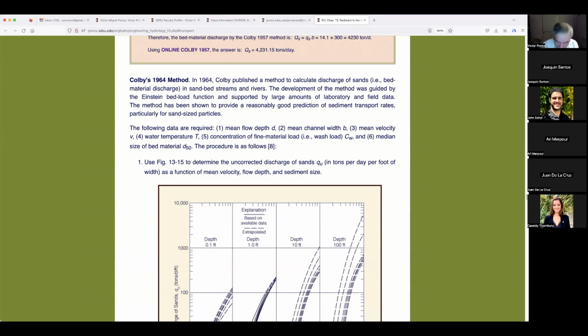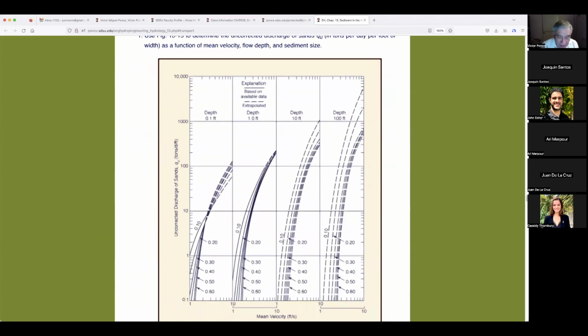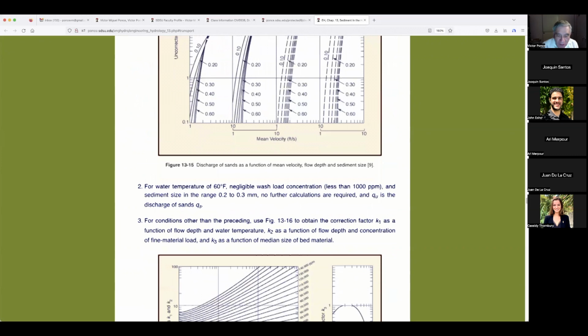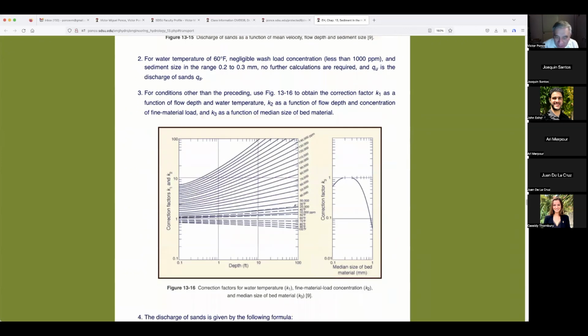The sizes are already established. As a matter of fact, the sizes are between 0.1 and 1 millimeter. Median size of bed material, for corrections in here, 1 millimeter and 0.1 millimeter. So these are the medium size sands. Why did he do this?